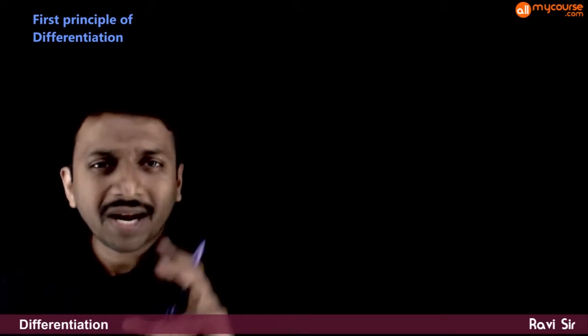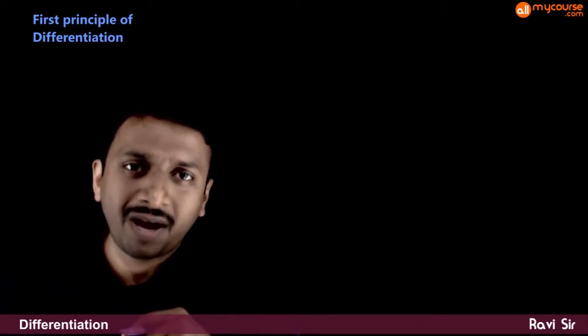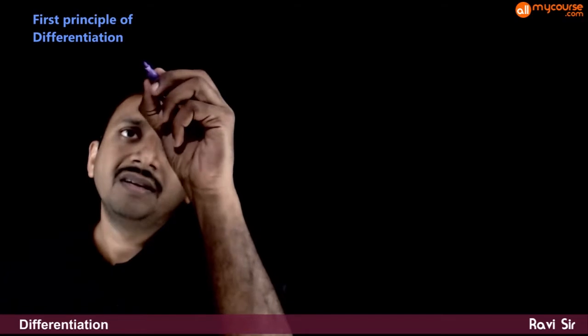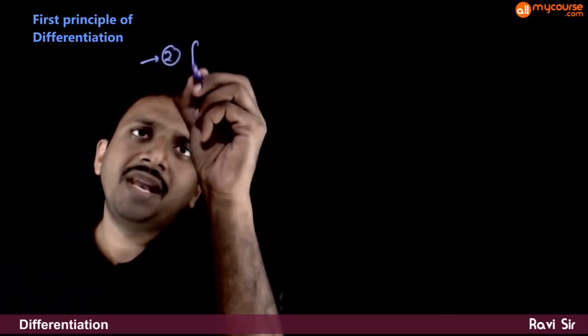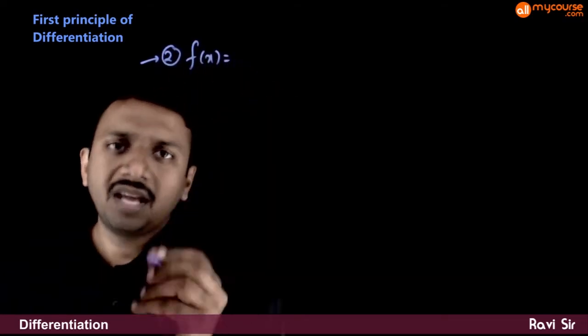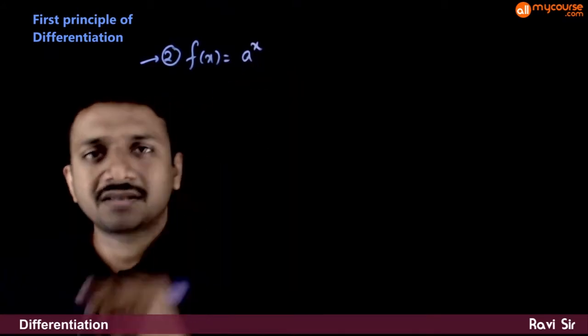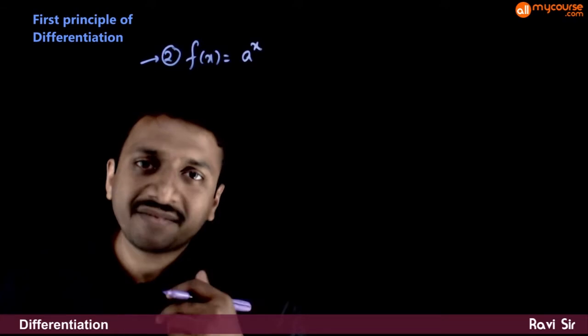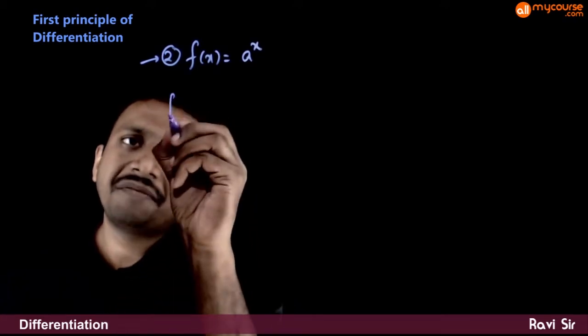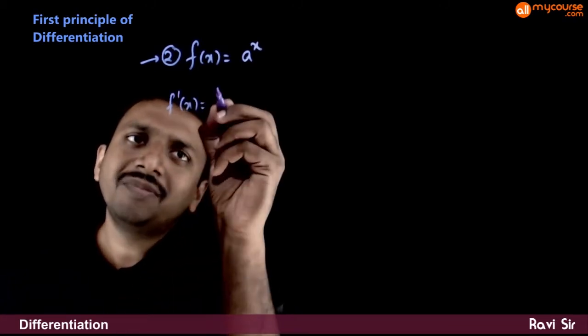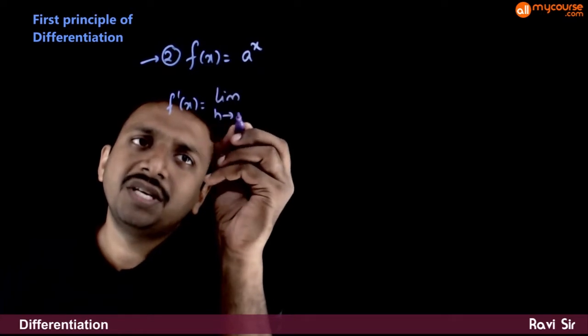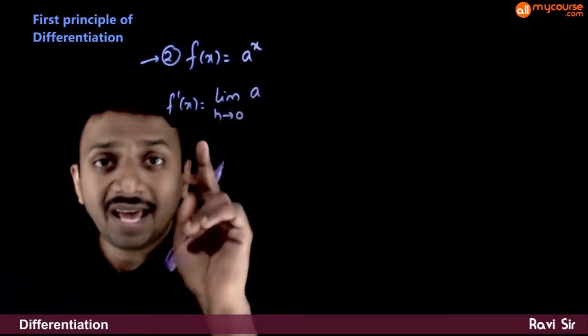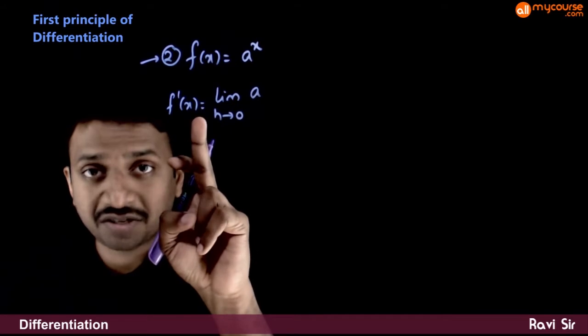So next, let us look at some more standard functions and their derivatives. So let us take as second example, f of x is equal to a to the power x. So what is the differentiation of this by first principle? So f dash of x is equal to limit h tends to 0, f of x plus h.